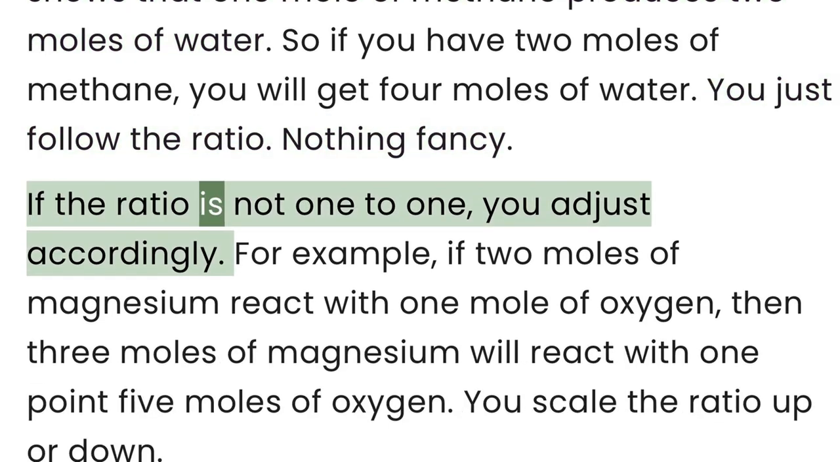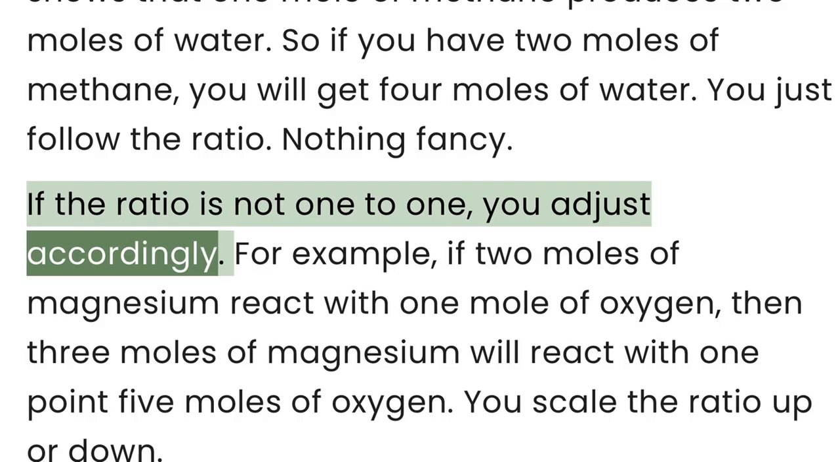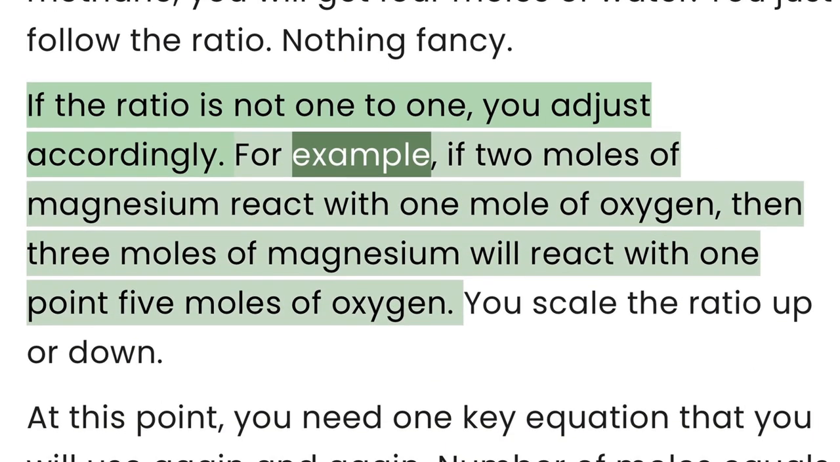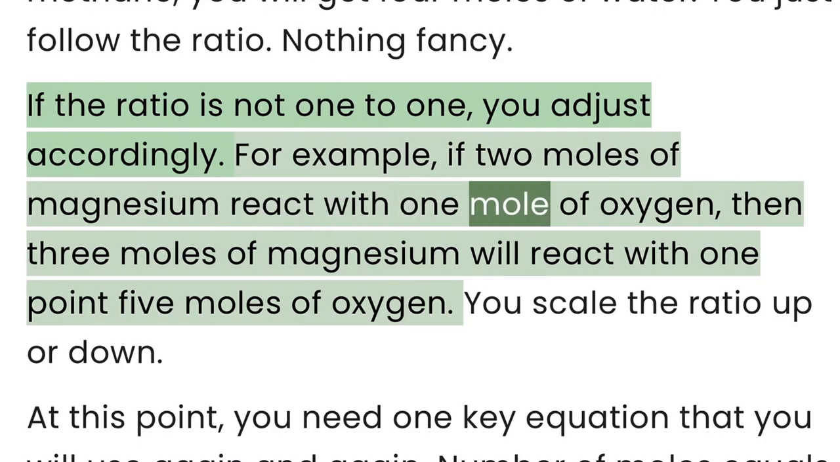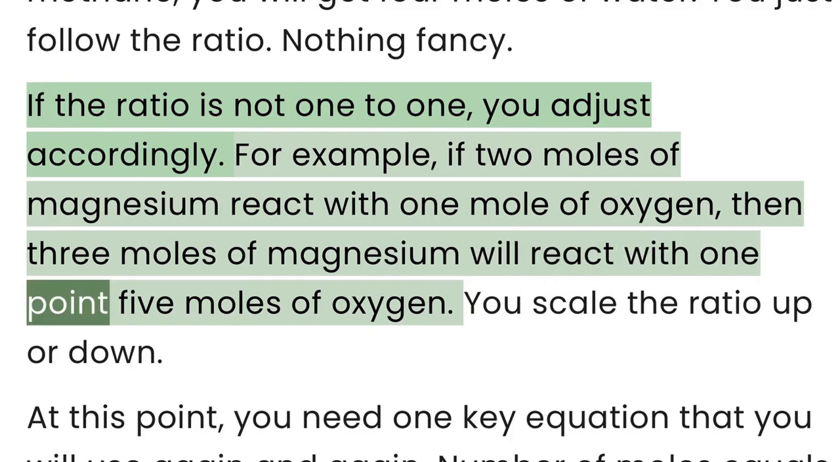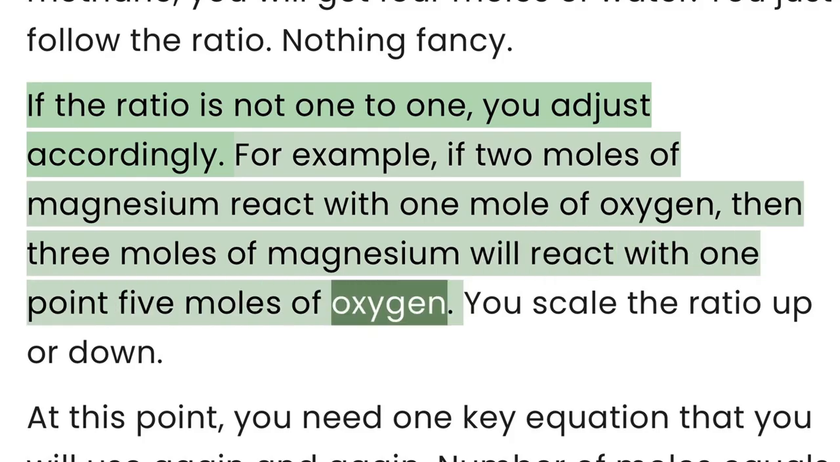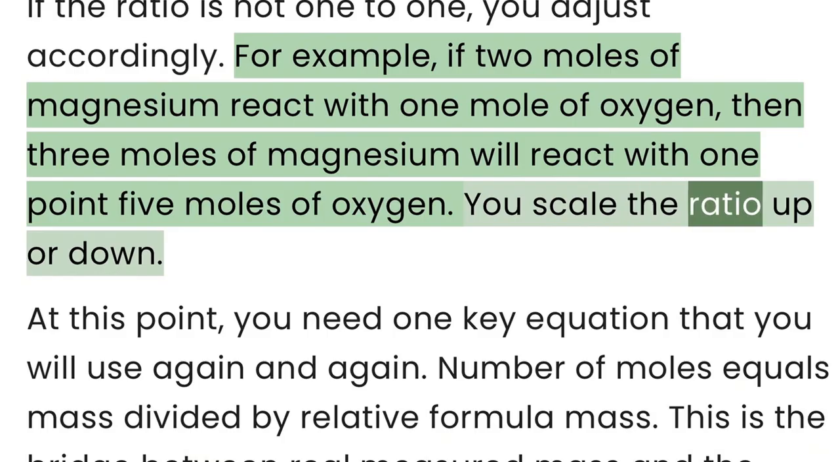If the ratio is not 1 to 1, you adjust accordingly. For example, if 2 moles of magnesium react with 1 mole of oxygen, then 3 moles of magnesium will react with 1.5 moles of oxygen. You scale the ratio up or down.